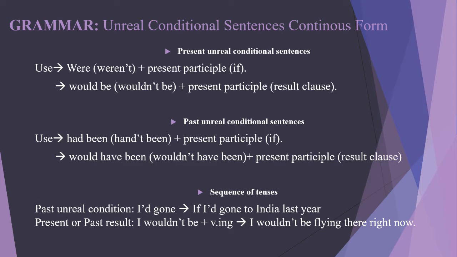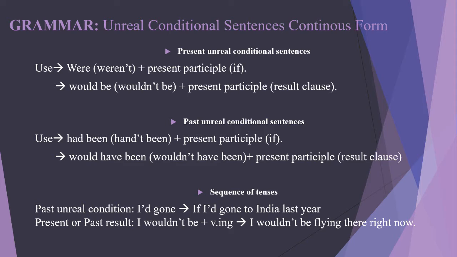For the grammar part, we have the unreal conditional sentences with the continuous form, and we can use this form to express actions in progress. For example, with the present unreal conditional sentences, we have were or weren't plus a present participle in the if clause, and would be or wouldn't be plus a present participle in the result clause.